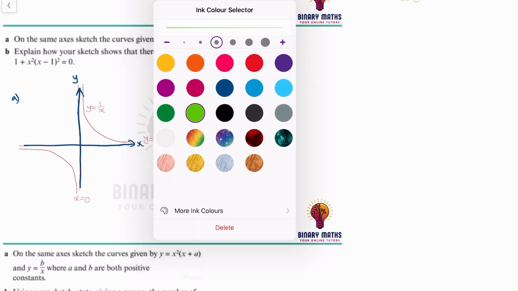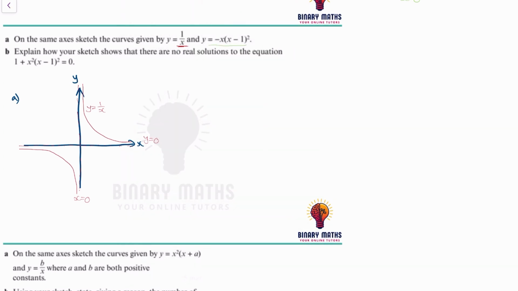Let's go for green for the next one. So y is equal to negative x times x minus 1 squared is a cubic graph. So cubic graph, so it's a negative cubic graph. So negative cubic graph, so it's going to look this way.